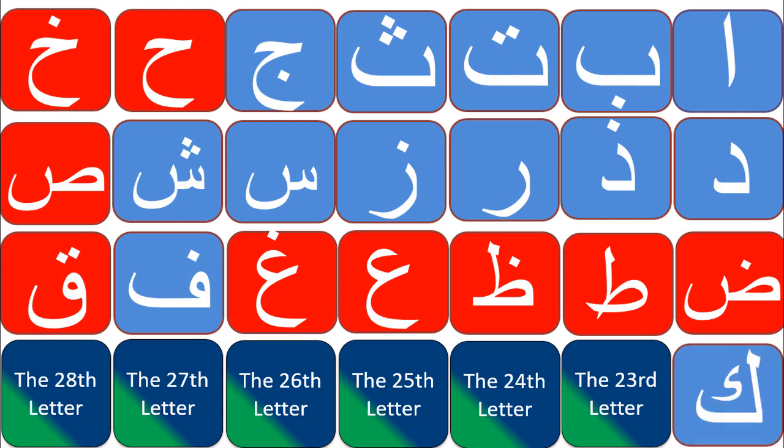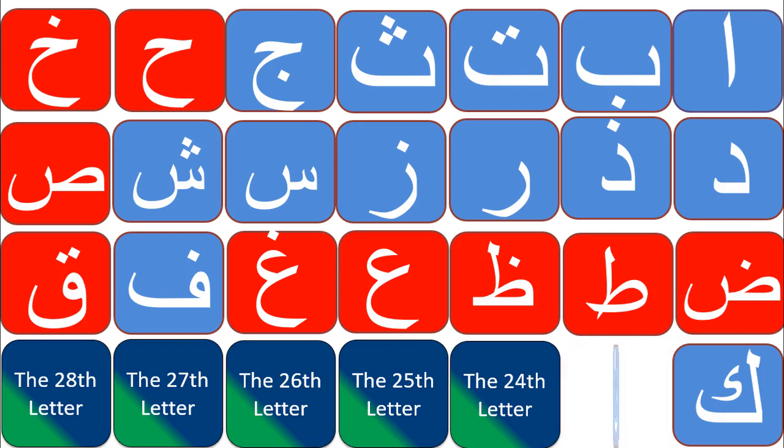This letter is called Kaf. The sound is K, and the equivalent is the letter K in English, like in the word killer, for example. This letter is called Lam. The sound is L, and the equivalent in English is the letter L, of course, like in the word land.